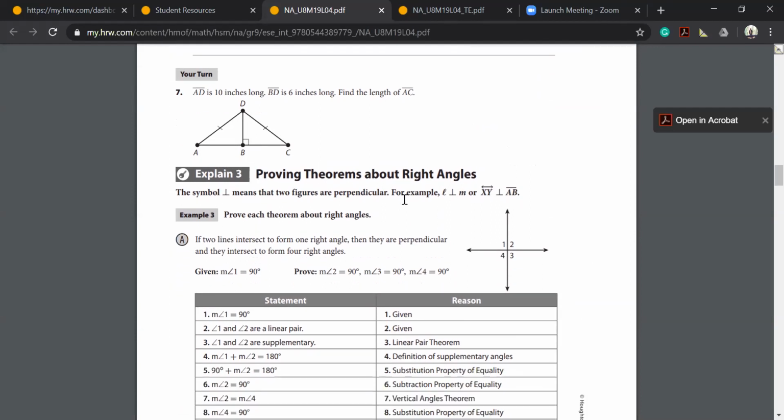And then we took some theorems about right angles. What was the theorem of a right angle? We said again, if you have two lines intersecting together, they will form four angles, right? If one of them is 90 degrees, then actually the other three will be 90. This will be 90, this will be 90, this will be 90, and this will be 90. All of them will be 90 degrees.